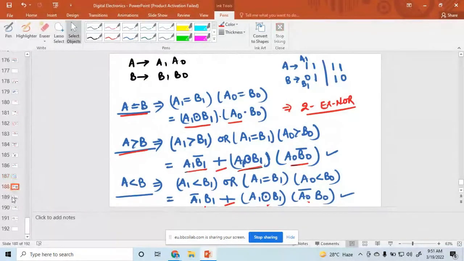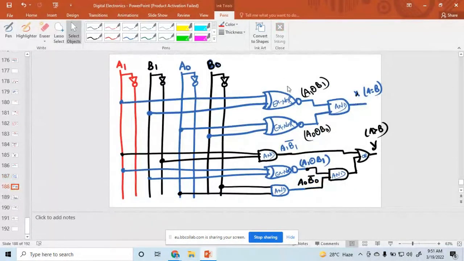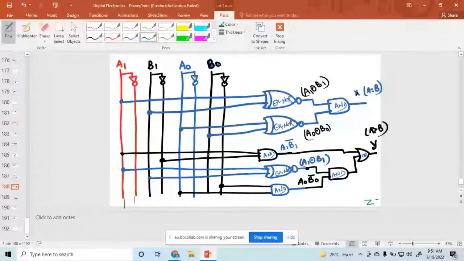Similarly, now we design this circuit. Here I am designing only the X and Y part. Similarly, you can also design the value of Z. What is the value of Z? This circuit is not completed, so you can design the Z part also. So here is the Z diagram. Do you understand this point? Yes or no?